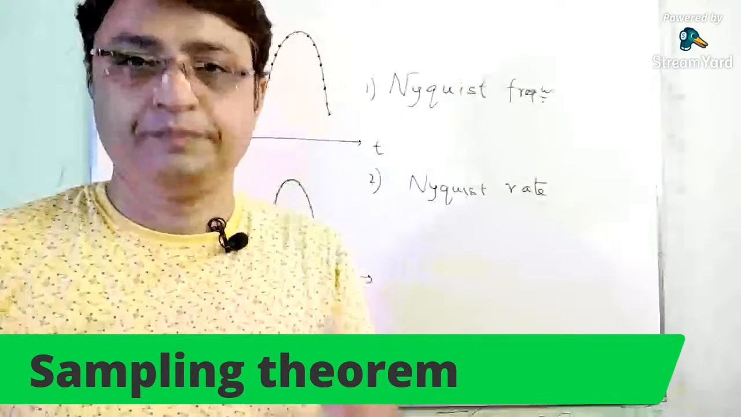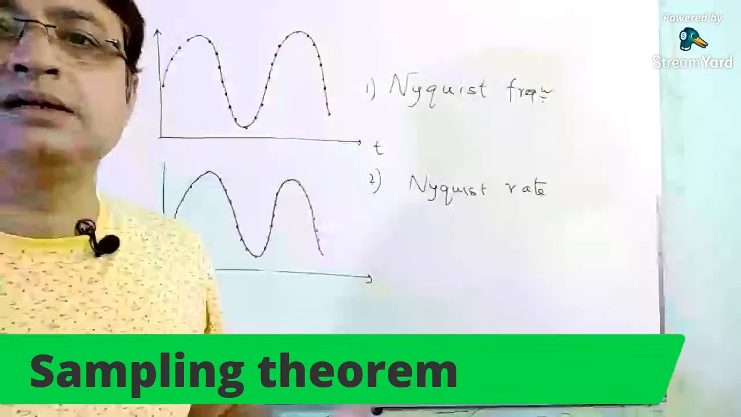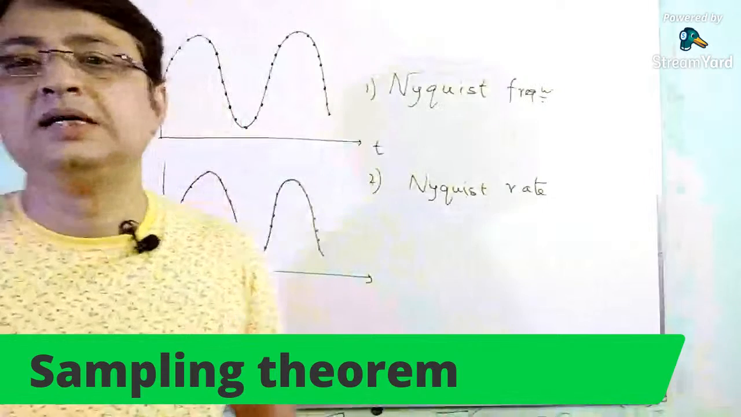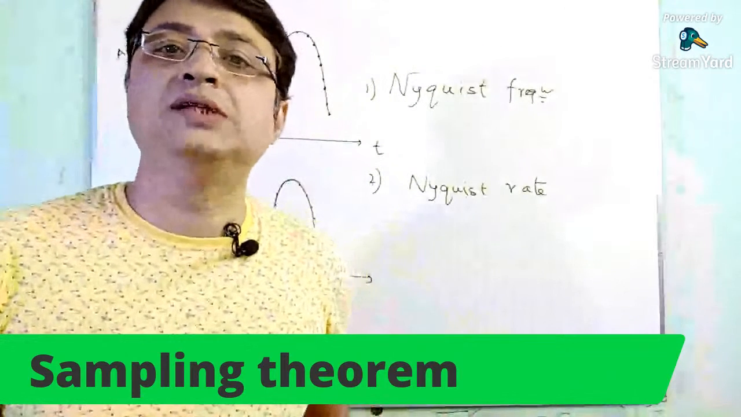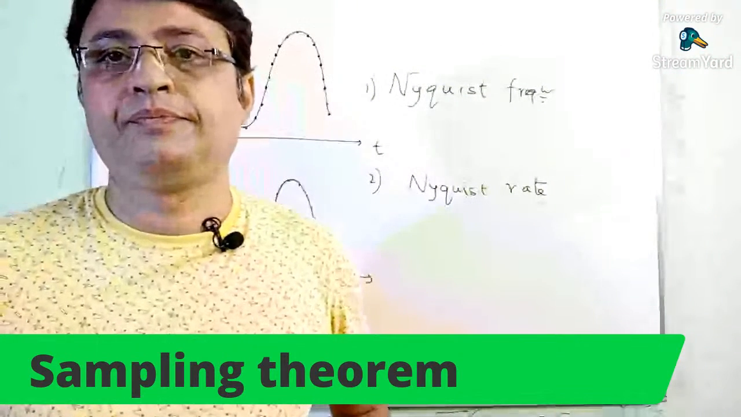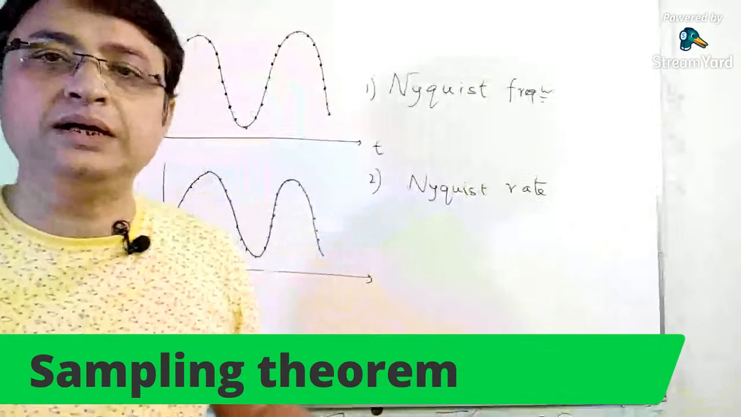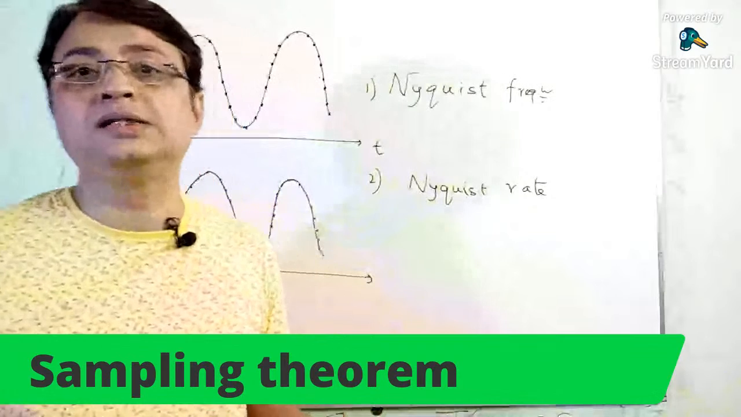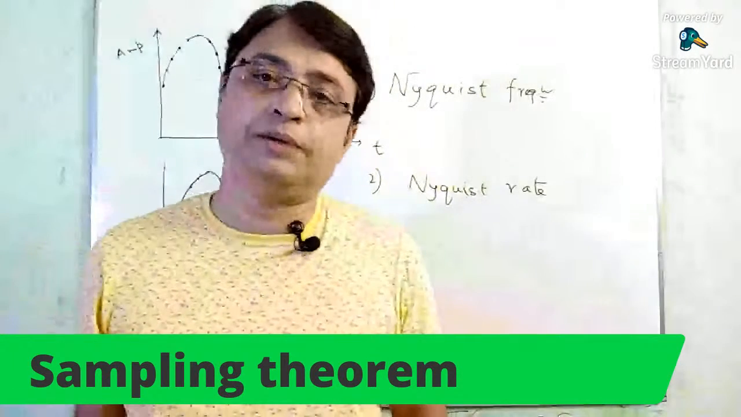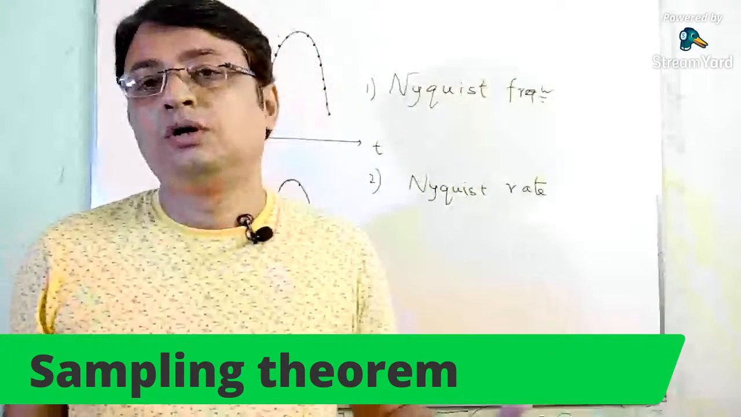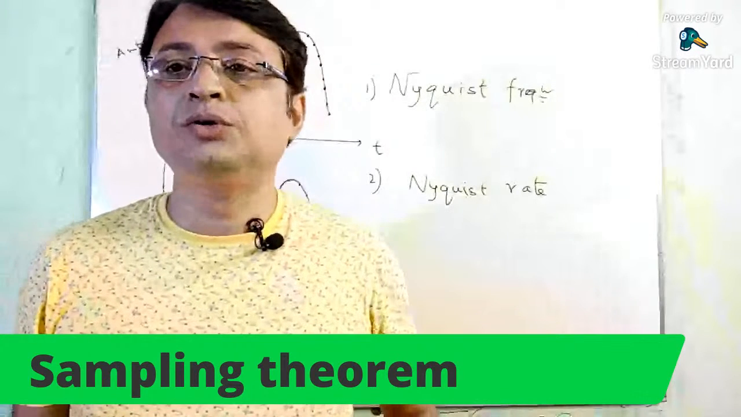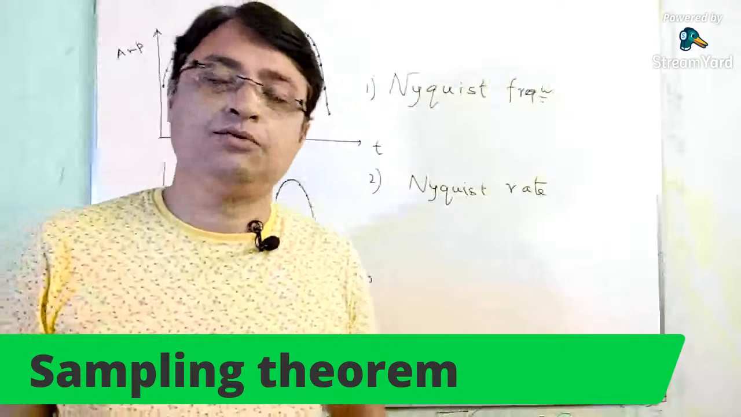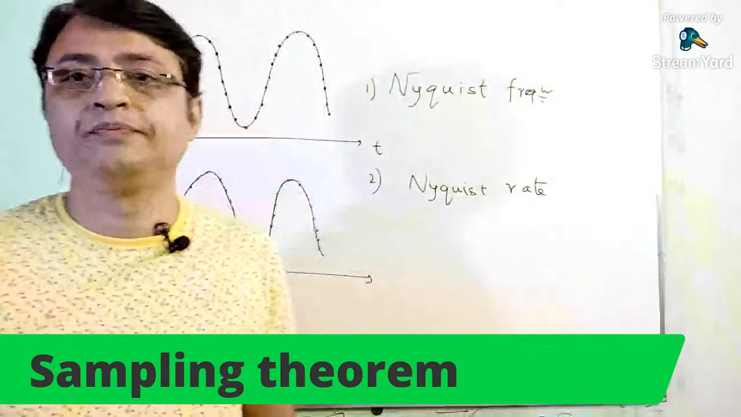Is it clear? What is the sampling frequency? What is the Nyquist criteria, or what is the Nyquist frequency and Nyquist rate? In many books, the sampling theorem is also considered as the Nyquist theorem. So, is it clear to you what is Nyquist rate and what is Nyquist frequency?